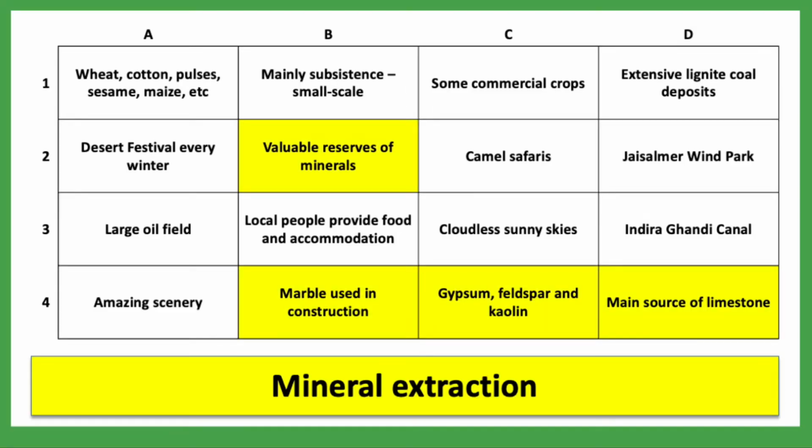Okay, so this is about the Thar Desert, but remember these are relevant for all your other case studies for deserts as well. So it has valuable reserves of minerals. It has marble that's used in construction, minerals such as gypsum, feldspar and kaolin, and also it's a main source of limestone in India. Well done if you spotted those. The next ones that we would like you to look for are things that are linked to energy development. So again, pause the video if you need a little bit more time.